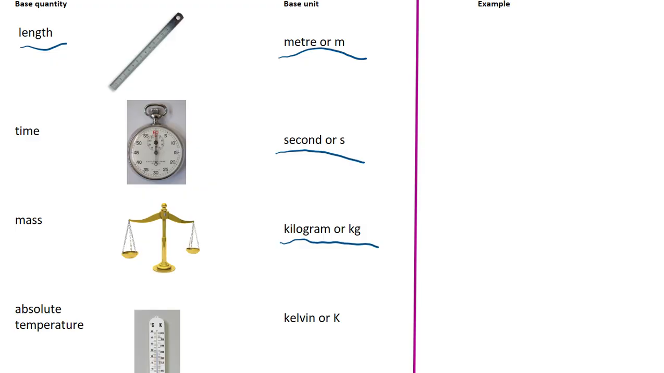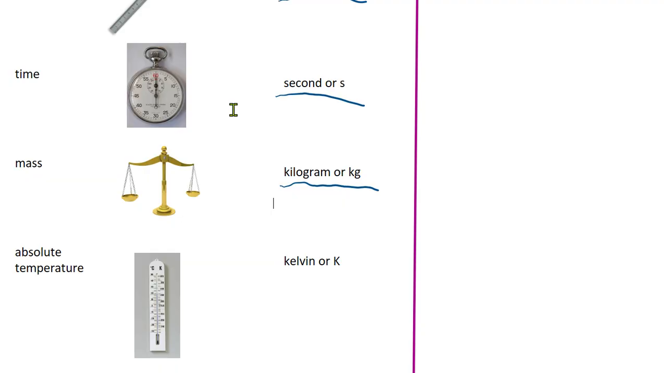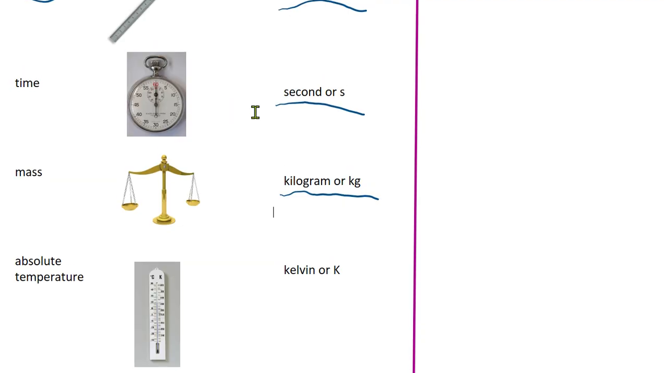And another important one is temperature. But in advanced high school physics, we need to use a form of temperature measurement which can go down to 0 without any negative numbers. So 0 being the coldest possible temperature you could ever have. So there are no negative numbers. So this is why it's called absolute temperature. And the base unit for this base quantity is the Kelvin, and it has the symbol uppercase K.